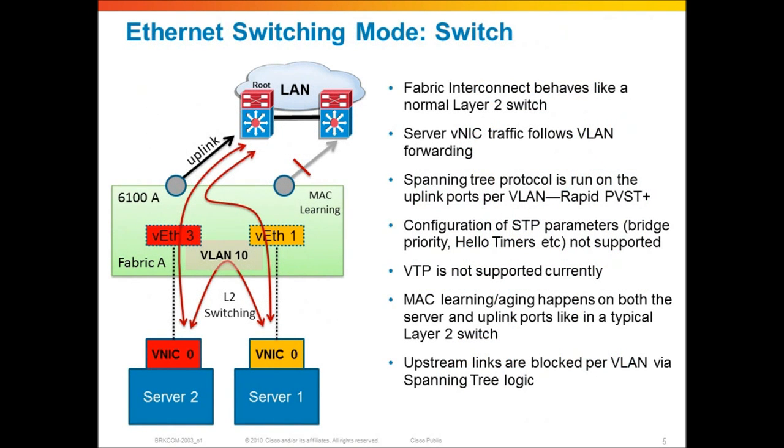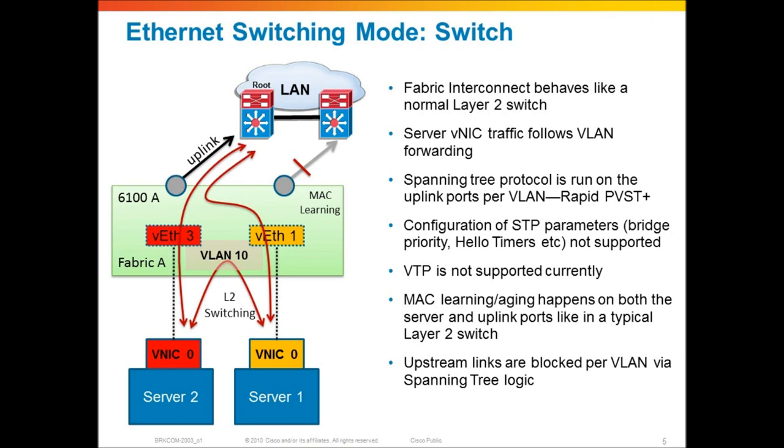So up to this point we've been talking about end host mode. Now let's talk about switch mode briefly. When you put the Fabric Interconnect in switch mode, you're basically changing it into a typical layer 2 switch. And it's going to behave like a layer 2 switch on the uplink ports as well as the server ports. You're going to have traffic locally switched for servers in the same VLAN, as well as you'll be running spanning tree on the uplinks to find loops to the upstream LAN and blocking any redundant links.